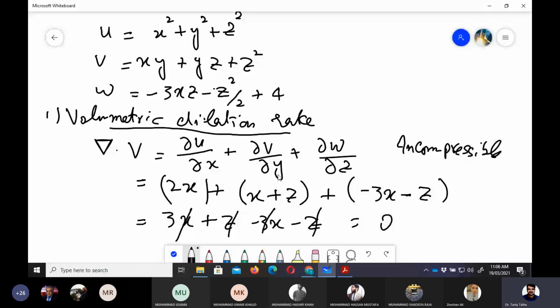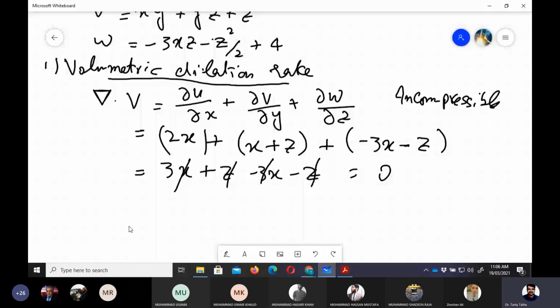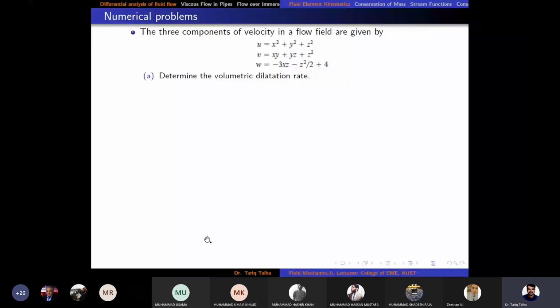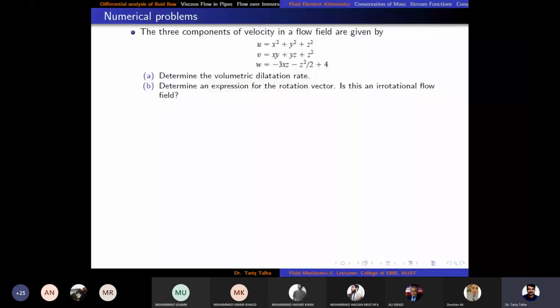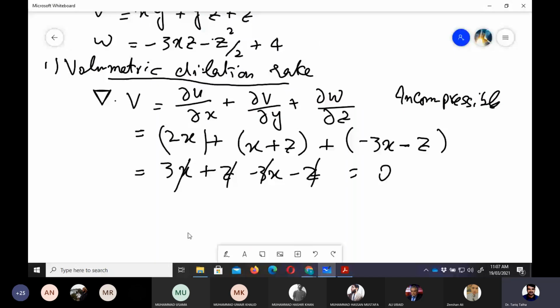Now the second thing which we want to determine here is the expression for the rotation vector. So we need to find the expression for the rotation vector. For the rotation vector, first of all, we write the expression for the omega x. So let me do it somewhere here.